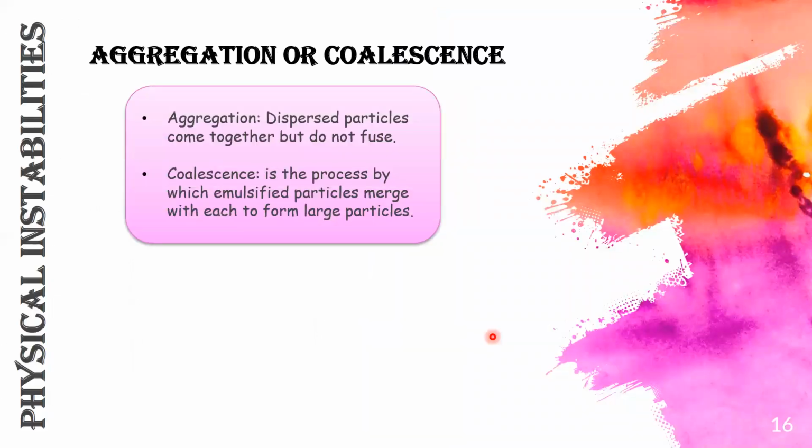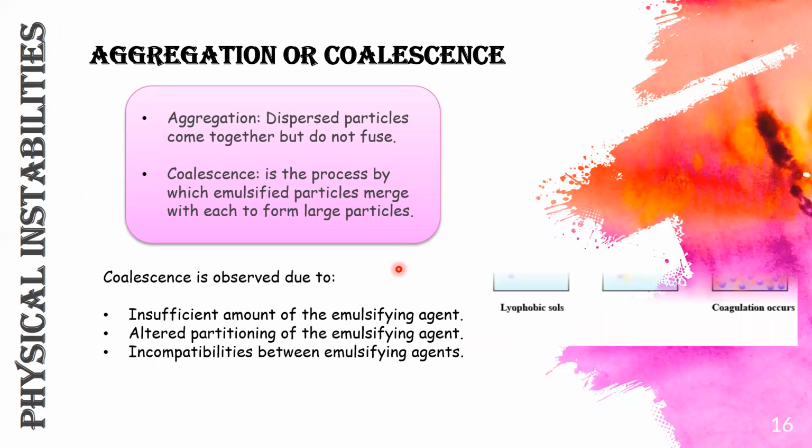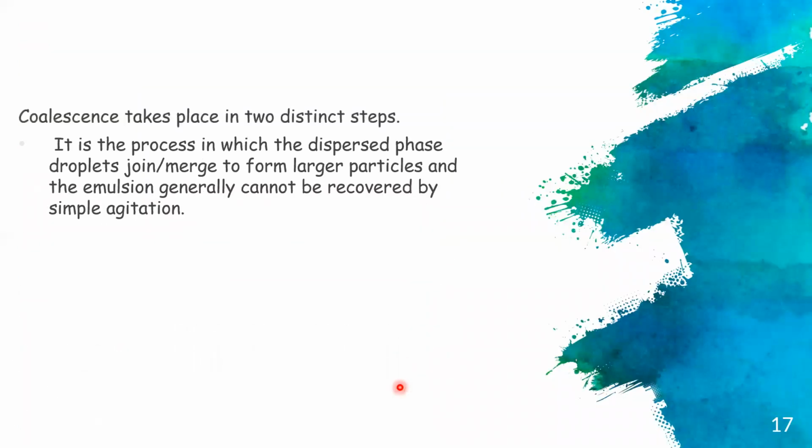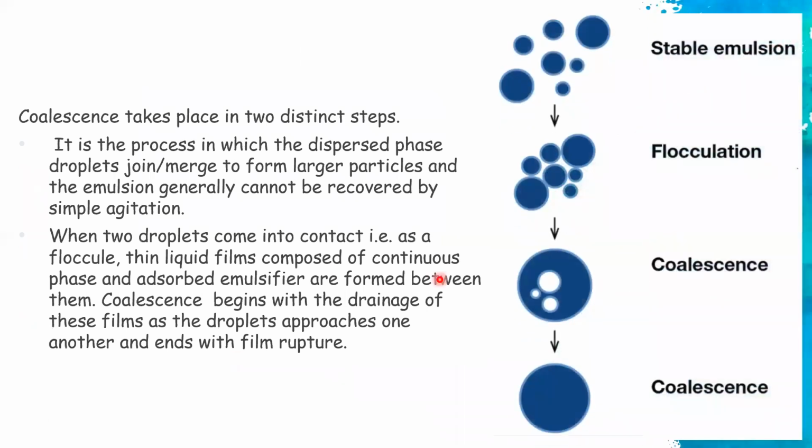So what is aggregation or coalescence? Aggregation is when the dispersed particles come together and do not fuse again, and it can lead towards coalescence, which is the process by which emulsified particles merge to form a large particle. This coalescence can be observed due to insufficient amount of emulsifying agent, altered partitioning of emulsifying agent, and incompatibilities between the emulsifying agents. Coalescence can take place in two steps. In the first step, dispersed phase droplets merge and join to form a large particle, and that can simply be reversed by agitation.